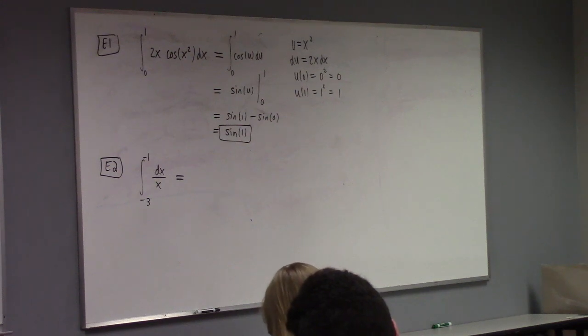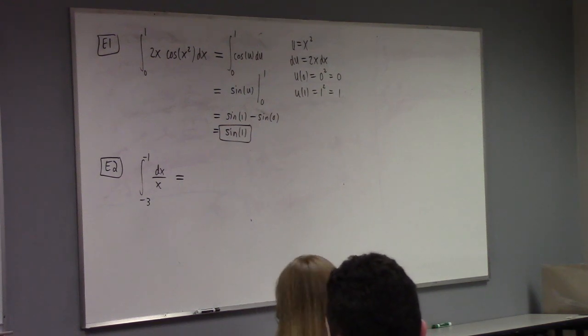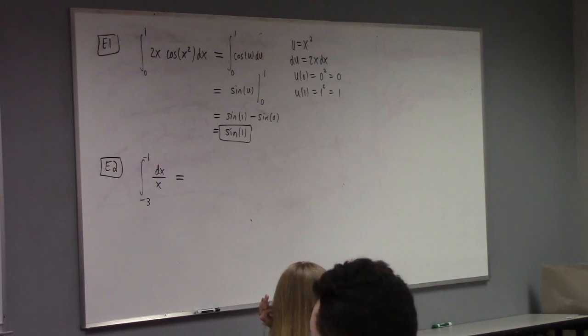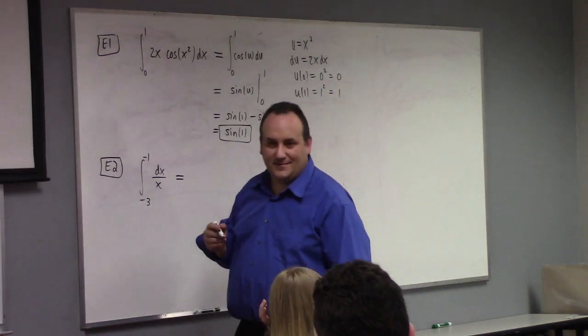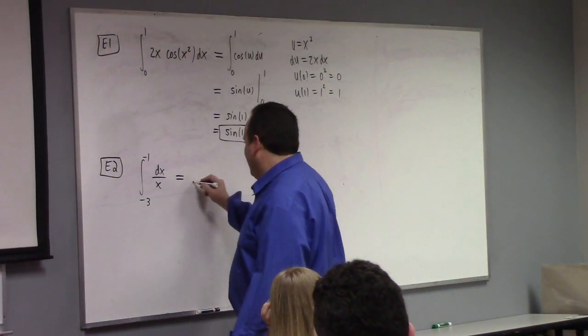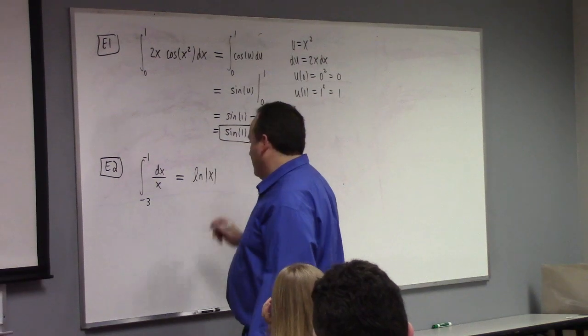What's the antiderivative of 1 over x? Natural log. I heard natural log. Absolute value. I heard absolute value. Which is it? Is it natural log or is it absolute value? Okay, I'm just messing with you. I know what you guys meant. Natural log of the absolute value of x, right?